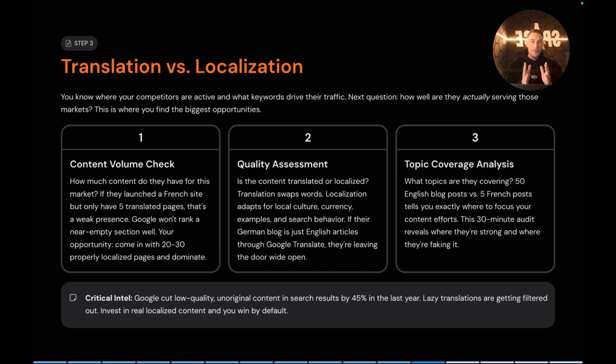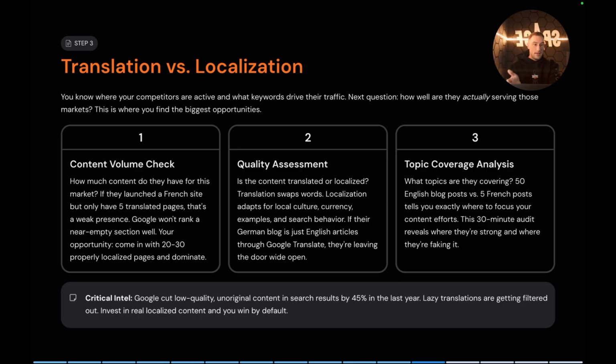And you'll often find a competitor, for example, that has a strong English content engine, a decent German section, and then a nearly empty French section. And that is actually a gift, because thin content in a market tells you that they are not all in and that they might be vulnerable in that market. So the more search engines get stricter about low quality, duplicated or lazy content, the more these types of translation-only strategies leak rankings over time.